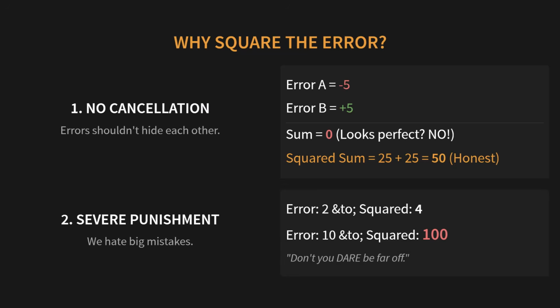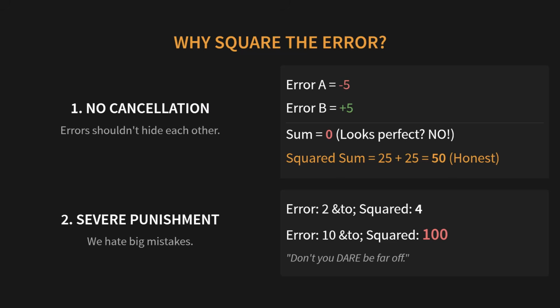Second, severe punishment. We hate big mistakes. Squaring the error makes big mistakes seem way worse. An error of 2 becomes 4. Not so bad. But an error of 10 becomes 100. The loss function is basically screaming at the model, don't you dare be far off.